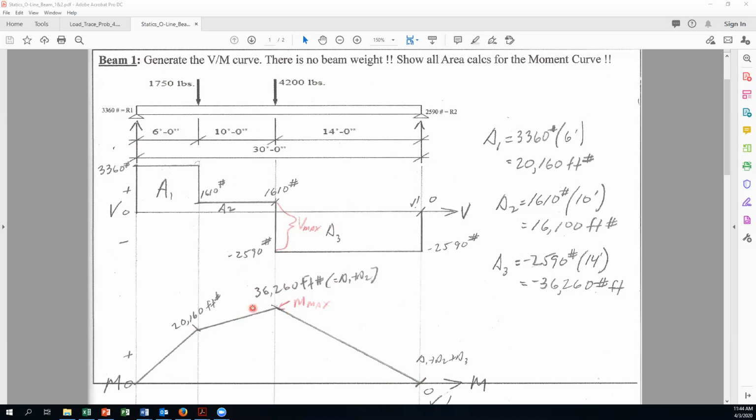That's where I say, and I might not have put it on all your grades, compare my answers. Compare my answers. And also up here, some of you wanted to have these as sloped lines. Can't do that because there is no beam weight.